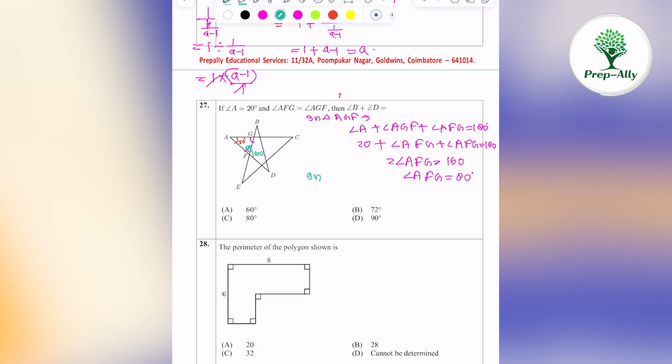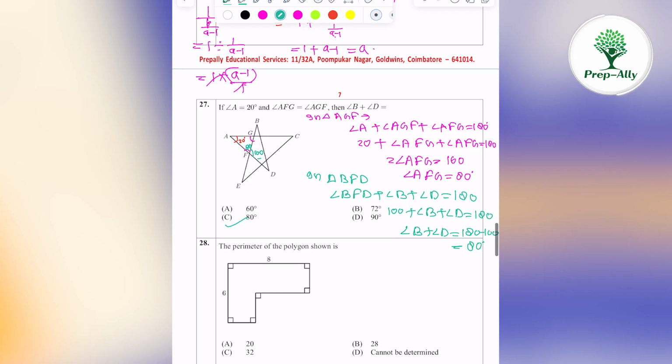So in triangle BFD, can I say angle BFD plus angle B plus angle D is equal to 180 degree. Now here angle BFD is 100 degree, so we can write here 100 plus angle B plus angle D is equal to 180. So angle B plus angle D is equal to 180 minus 100, which is equal to 80 degree. So here we are getting option C is the correct one.